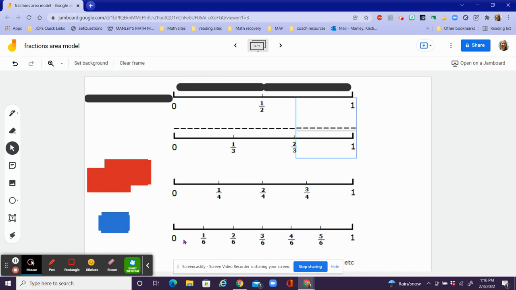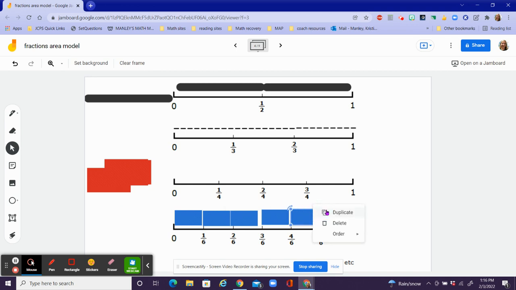So let's look down here. This time I partitioned it into 6. Do you see how there's 6 sections? Same distance, I just partitioned it differently. So it takes 1, 2, 3, 4, 5, and I did not, there we go, 6. So it takes 6 of these pieces to go from 0 to 1.